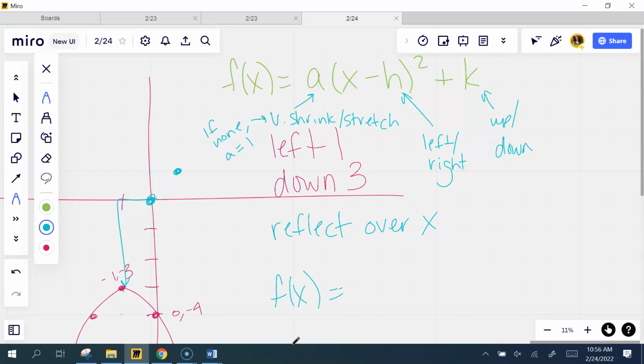It would if it's a reflection, yes. So because this is reflected, I'm going to have to put a negative in front of the whole thing. And then it moves left 1, but remember it's to do with the x, so it's opposite. So left is going to be plus, squared, and then down 3. It's not as bad when there's not a stretch or a shrink in there. It's a lot easier.